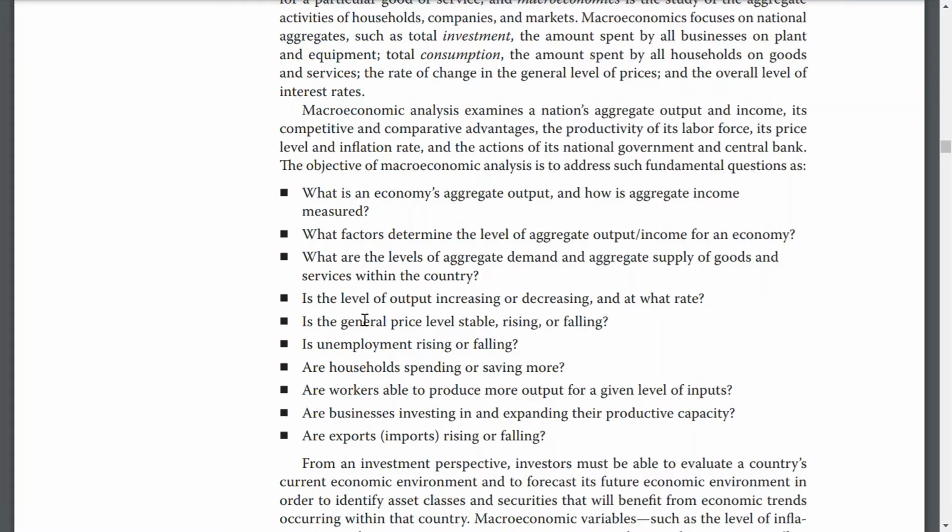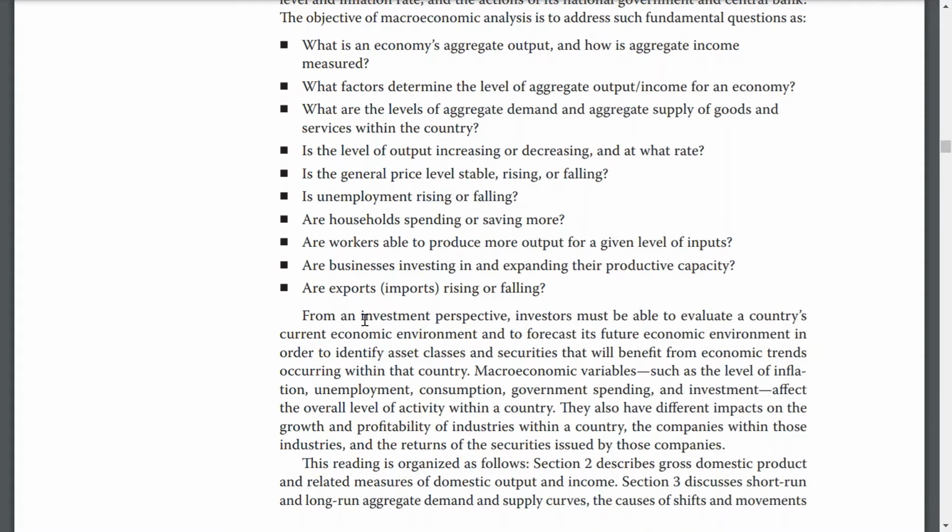The objective of macroeconomic analysis is to address such fundamental questions as: What is the economy's aggregate output and how is aggregate income measured? What factors determine the level of aggregate output and income for an economy? What are the levels of aggregate demand and aggregate supply of goods and services within a country? Is the level of output increasing or decreasing, and at what rate? Is the general price level stable, rising, or falling? Is unemployment rising or falling?